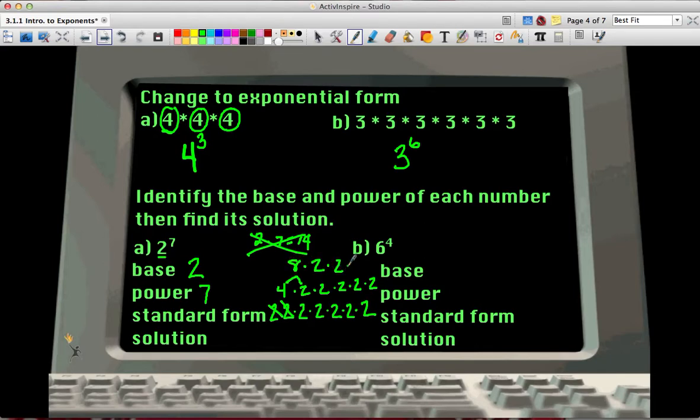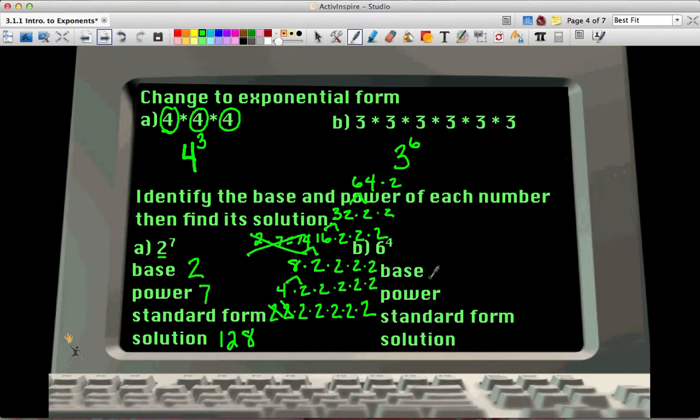Times 2, times 2, times 2, times 2. So now you're getting 16 times 2, times 2, times 2. Here you get 32 times 2, times 2. Here you get 64 times 2. So the solution to 2 to the 7th power is actually 128. That's going to be a lot different than 14. So you have to remember, it doesn't mean the base times the exponent, it's the base times itself, the number of times that the exponent says.